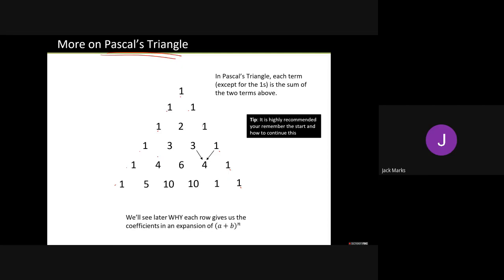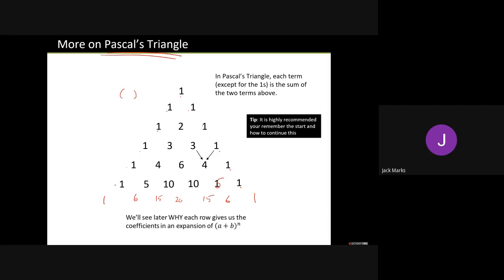We've gone a little bit further. We could keep going if we wanted to add another part on. 1 plus 5 is 6, 5 plus 10 is 15, 10 plus 10 is 20, 10 plus, can you spot the mistake? That one there should be a 5. So 10 plus 5 is 15, 5 plus, well, actually, I know it's symmetrical, so I can just copy that one there. What does this mean?